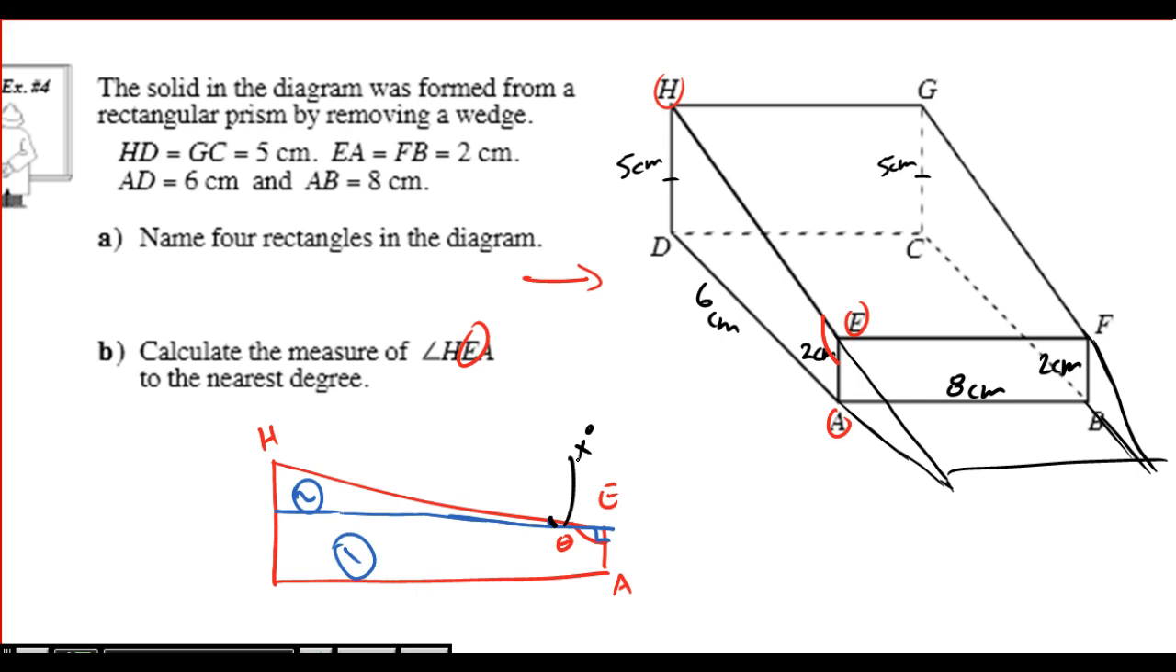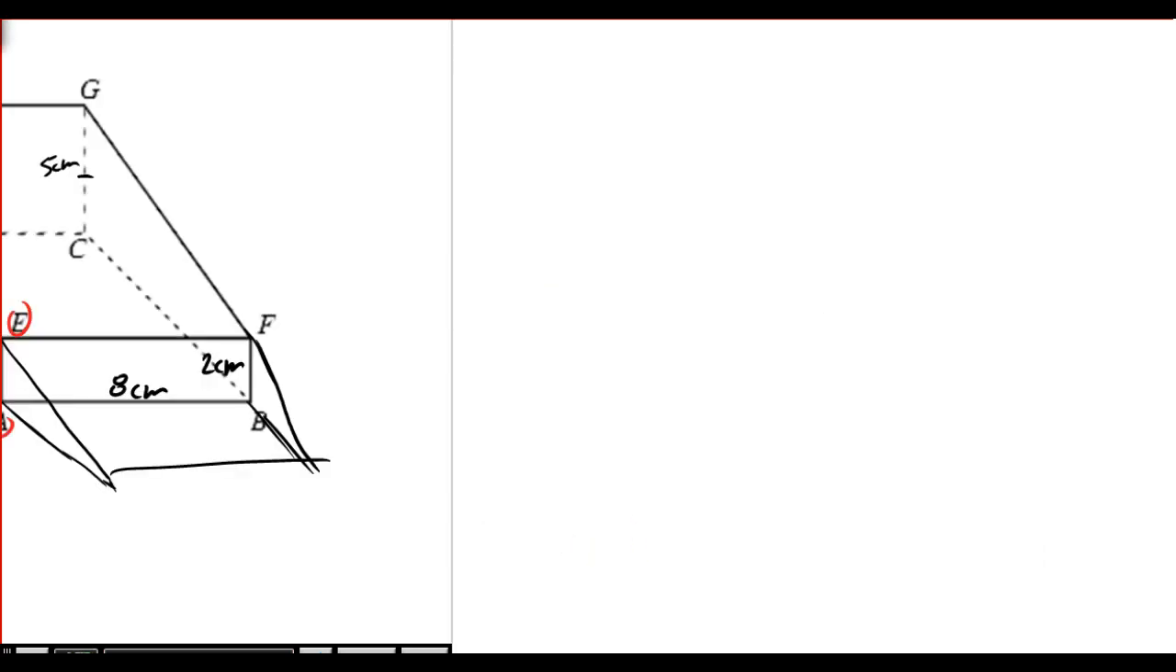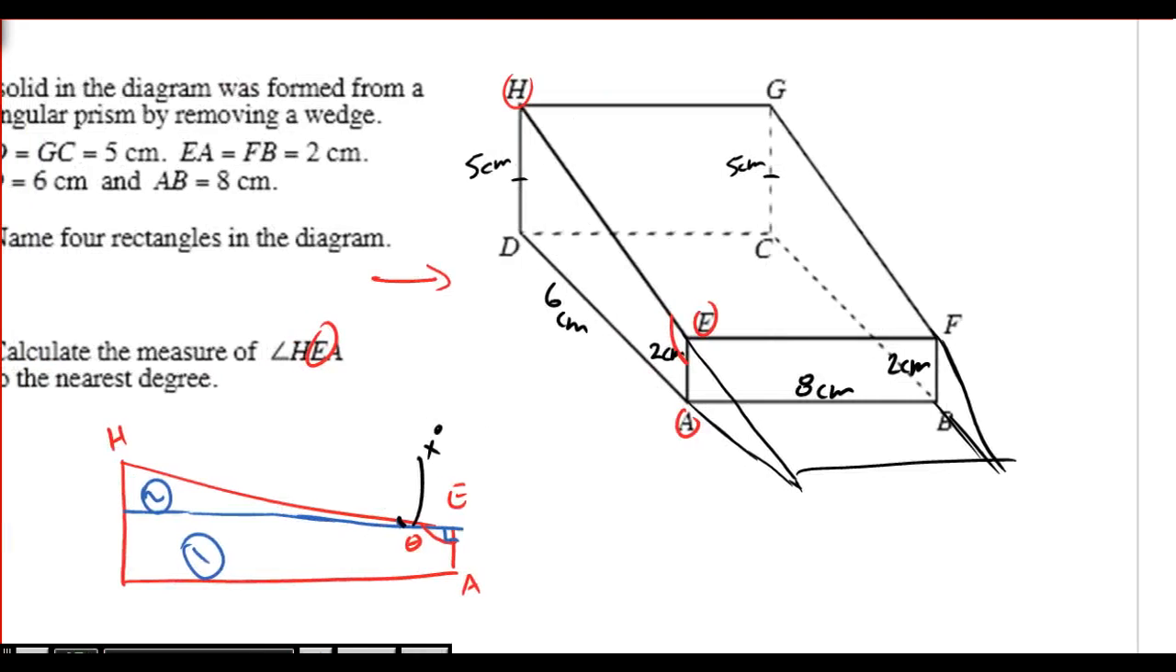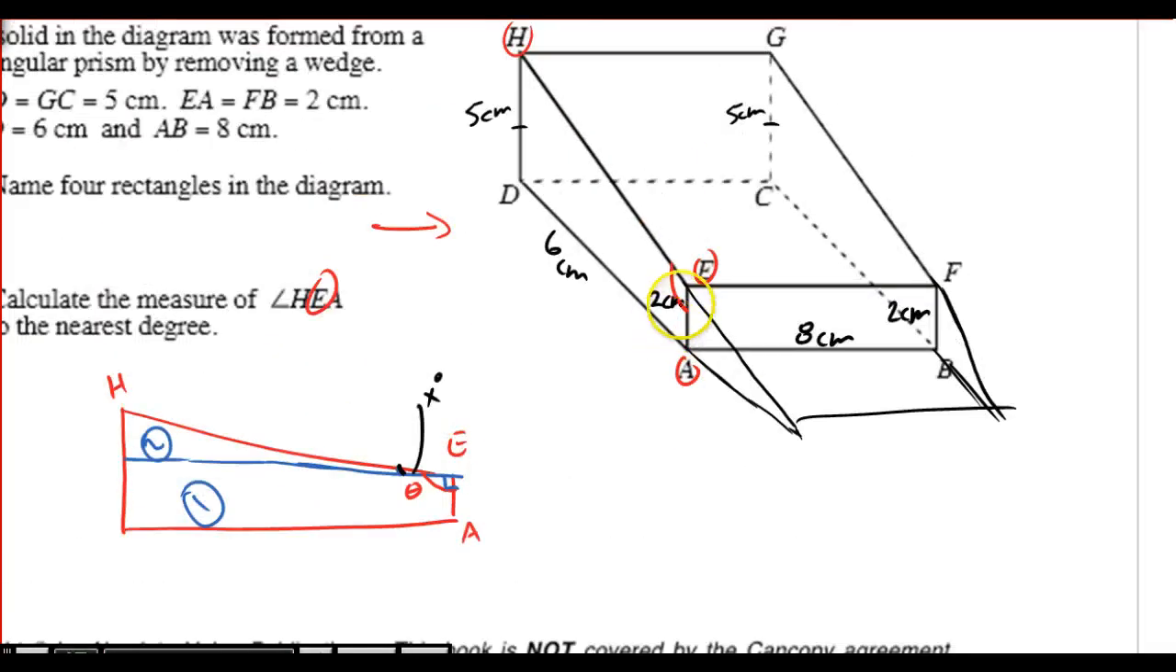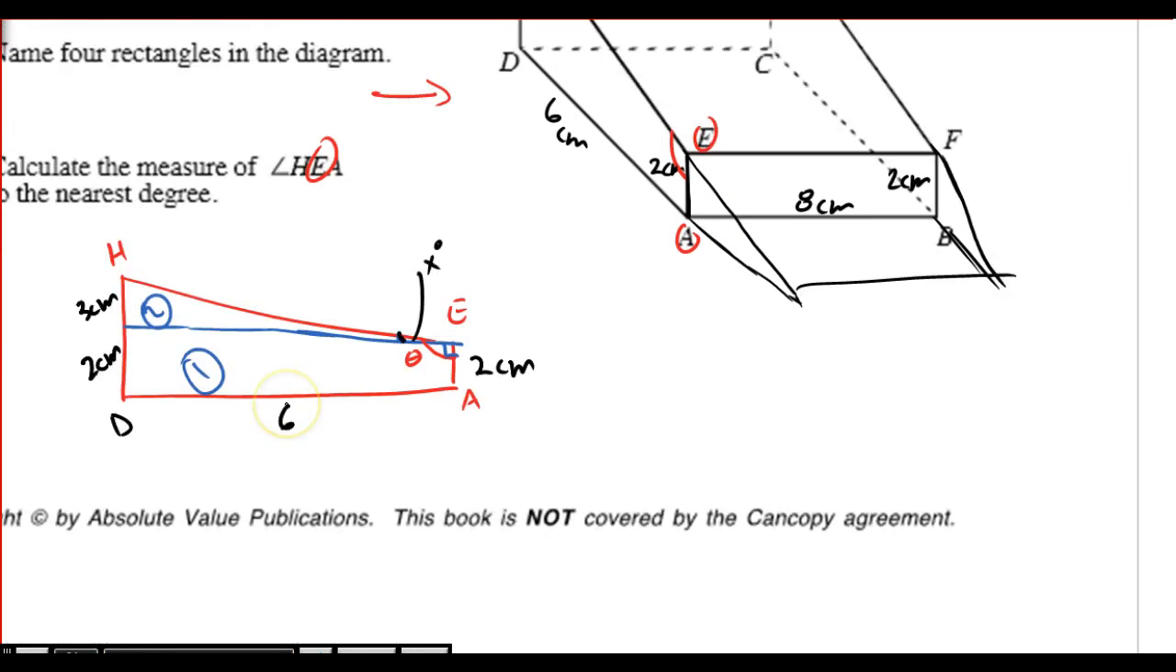Okay, well, what do I know? I need to label this diagram with some measures now. Again, you have to manipulate your diagram here. EA was 2 centimeters, so that's going to be 2 centimeters, which means that that's going to be 2 centimeters as well. And this is D, by the way, and if HD was 5 centimeters, that leaves this portion here to be 3 centimeters. Okay, almost there. How far is DA? Well, DA is 6 centimeters, which means that this is also 6 centimeters from E to this point over here, which I haven't labeled.